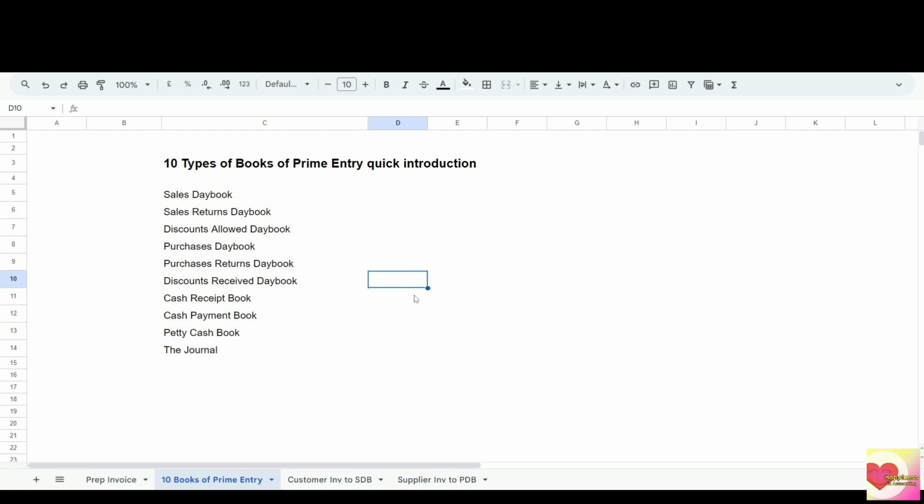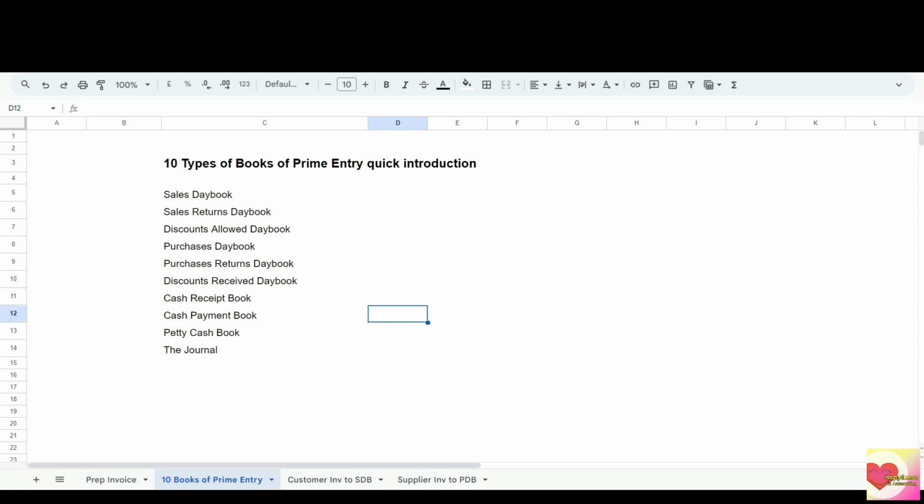Next is the discounts received daybook. This is where we record all the details of the prompt payment discount that we have received from our credit suppliers. Next is the cash receipts book. This is where we record all the cash receipts from either cash sales or payment from credit sales. Next is the cash payment book. This is where we record all the cash payments that we have made, either from cash purchases or payments for our credit purchases.